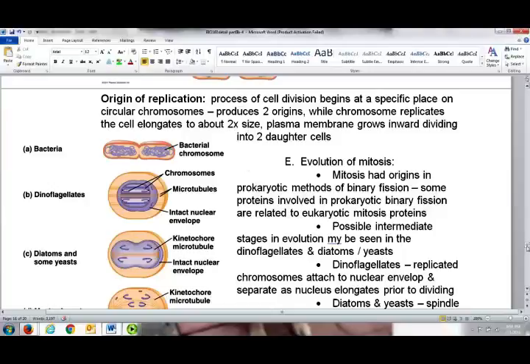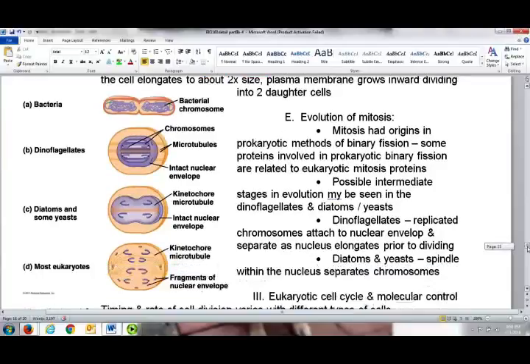So mitosis and binary fission are not the only 2 plans out there for cells to be able to divide. In the evolution of mitosis, it appears that it had the origins in the prokaryotic method of binary fission. Some of the proteins involved in prokaryotic binary fission are related to the eukaryotic mitosis proteins. We think there are possible intermediate stages in evolution that may be seen in the dinoflagellates and diatoms or yeasts.